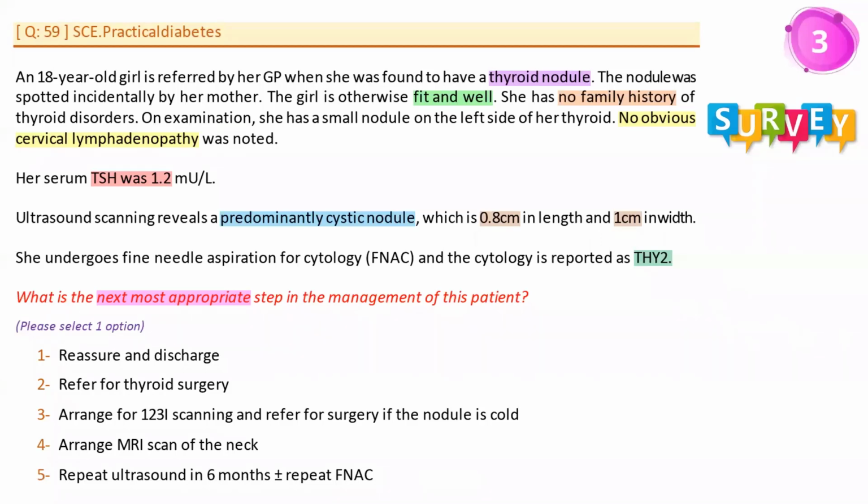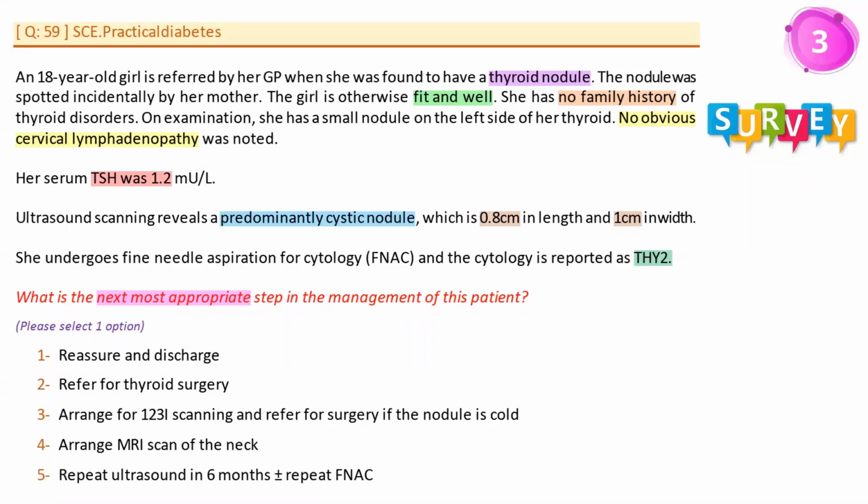Yes, so we should notice that Thy2 is a benign cytology. The most important step after Thy2 is reassurance and discharge, except if there is a suspicious feature of malignancy, high risk of malignancy. What is the high risk of malignancy? The age is less than 20. Family history of thyroid cancer. History of neck radiation. So this is a suspicious feature of malignancy.